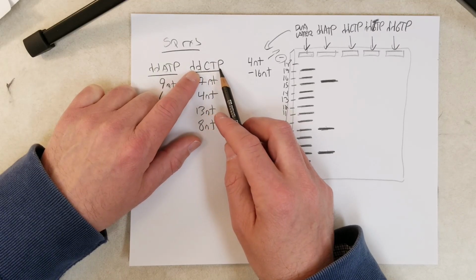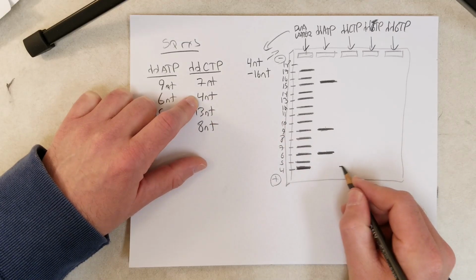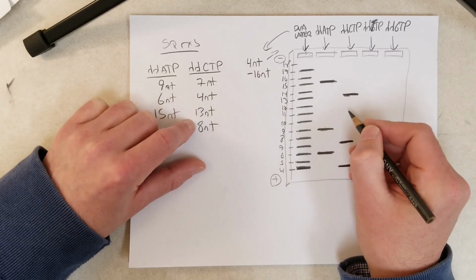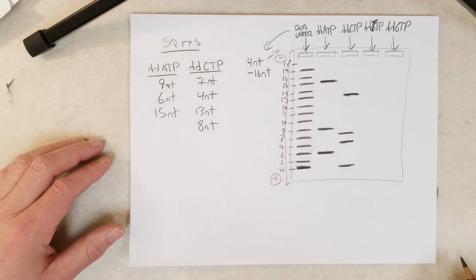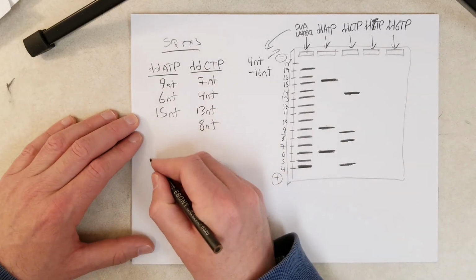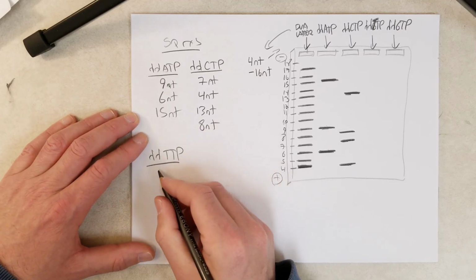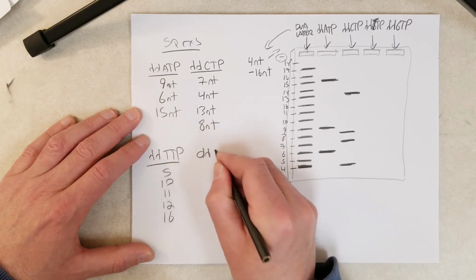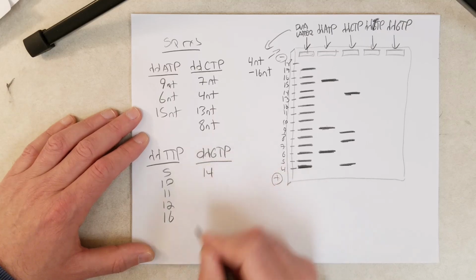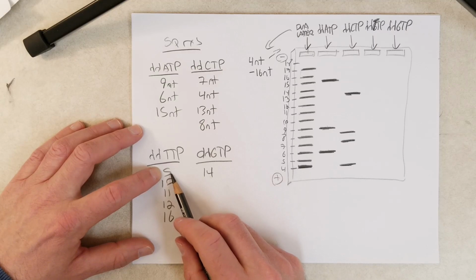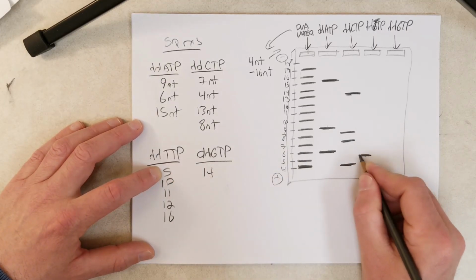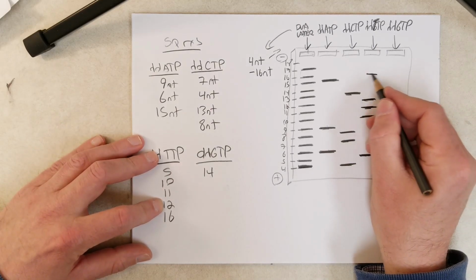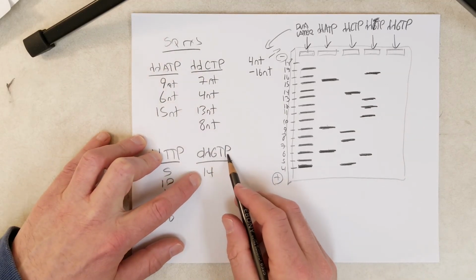And for this ddCTP reaction, we said we should see 4 bands, 1 at 4 nucleotides, 1 at 7, 1 at 13, and 1 at 8. What about the others? I'll just jot down what they should have been if we had gone through it with paper and pencil. There should have been 5 bands for the ddTTP reaction, and there should only have been 1 for the ddGTP reaction, which should have been 14 nucleotides long. So for the ddTTP, we should see 5, 10, 11, 12, and 16. And for the ddGTP reaction, we should see 1 at 14.